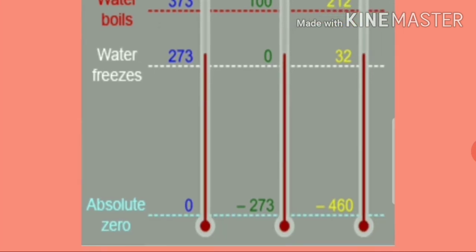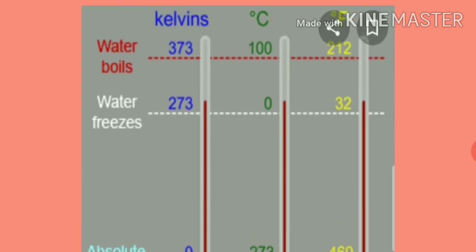Now one more point you are seeing in the picture, that is absolute zero. Absolute zero is the lowest possible temperature, where nothing could be colder and no heat energy remains in a substance. In our syllabus, we have to read only these two points, that is the boiling point and freezing point of water. But for knowledge, just remember absolute zero also.